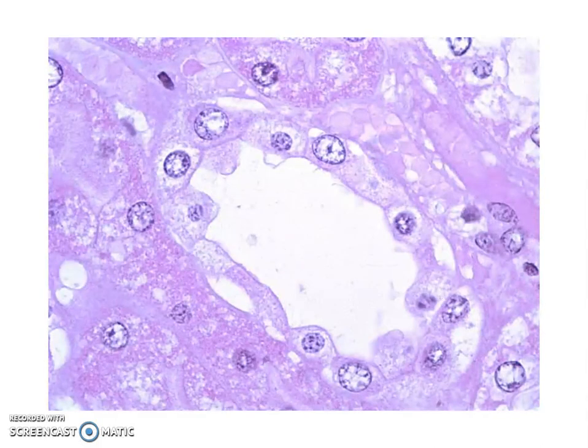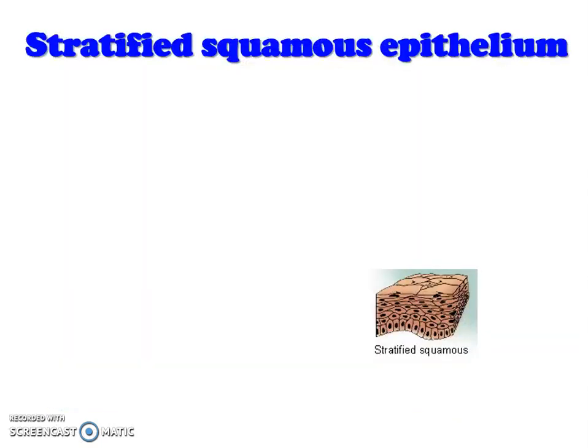Here is another example. You see the lumen, that tells you this is probably epithelial tissue. Then we have a single layer of squamous cells. So that's simple squamous epithelium, or simple squamous epithelial tissue.